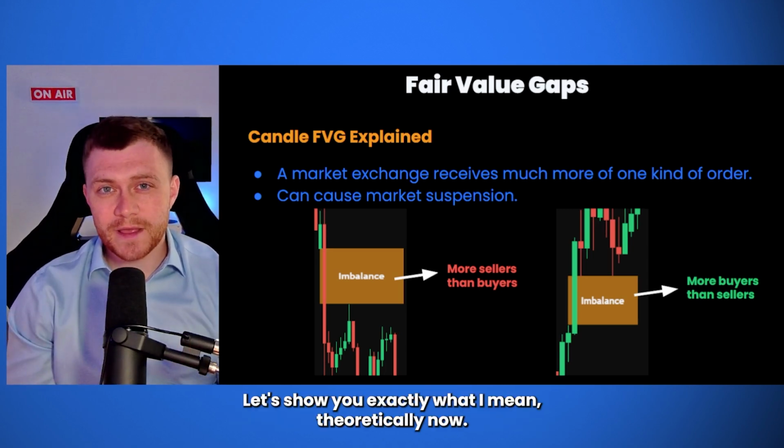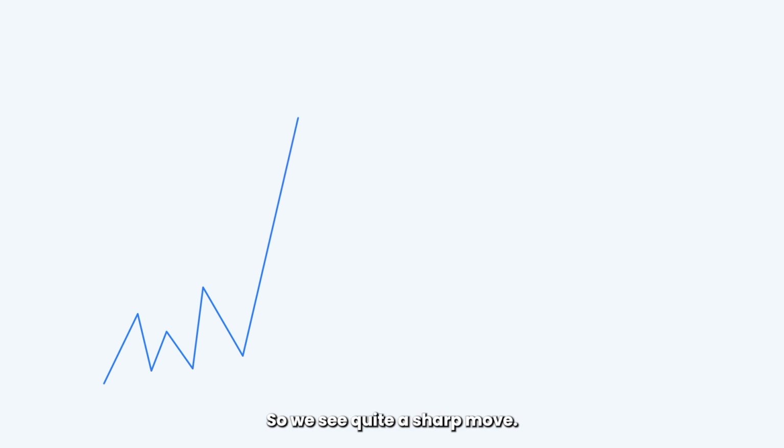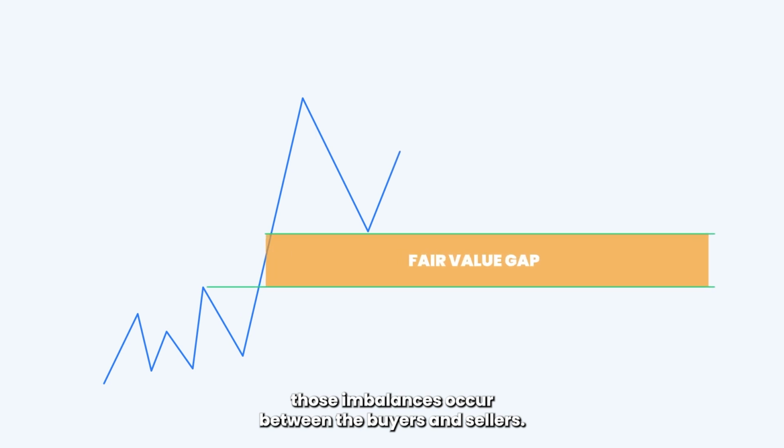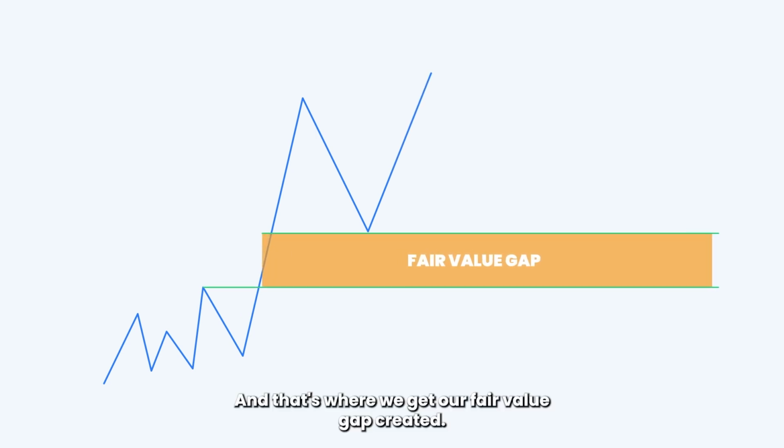Let me show you exactly what I mean theoretically now. Typically this is what it will look like on your charts. So here's just a theoretical example of the price moving in a bullish trend. As you can see, the price is moving higher. During that move, we sometimes see quite an impulsive move to the upside. So we see quite a sharp move. Within that sharp move, that's when we start to see those imbalances occur between the buyers and the sellers, and that's where we get our fair value gap created.